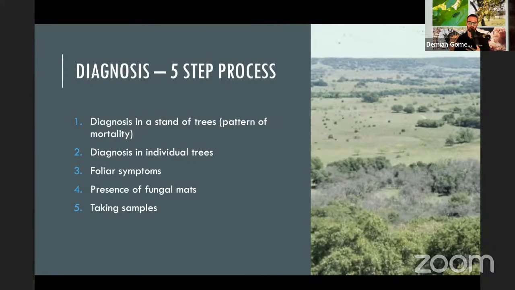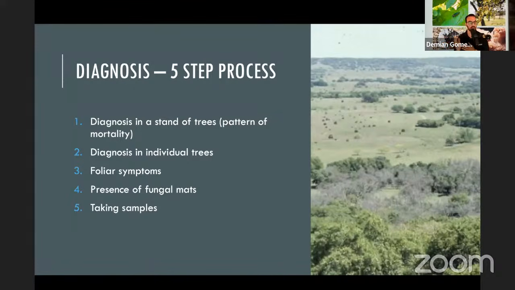So the way we talk about this is basically with a 5-step process. First, we look at the pattern of mortality: what species of trees are dying, how is the disease actually moving. In the case of live oaks versus red oaks, it's going to be a different pattern. We also look at the individual trees. What are the symptoms in the crown? And then we start looking at the foliar symptoms, right? We start looking for that veinal necrosis, that marginal necrosis. And of course, in the case of a red oak, we will look for the presence of fungal mats as well.